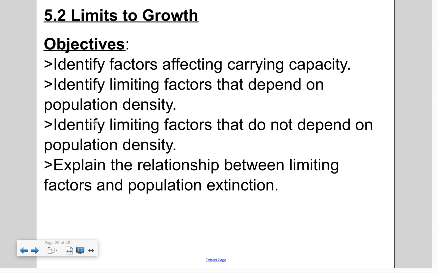So today's lesson, we're going to talk about limits to growth. Basically talking about 2 types of factors: density dependent factors, which means factors that are related to how many individuals there are in a population, and then density independent factors, where it does not depend on population density. And then just talk a little bit about limiting factors and how that ties into extinction.